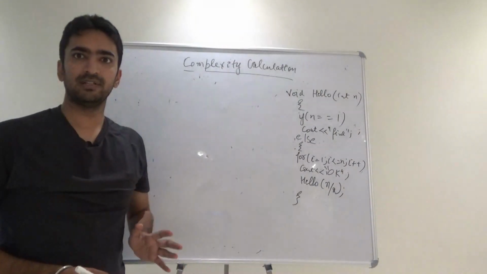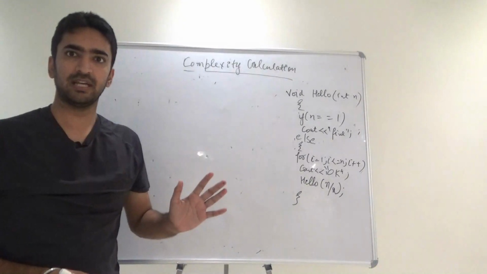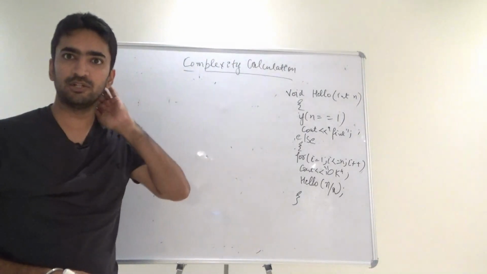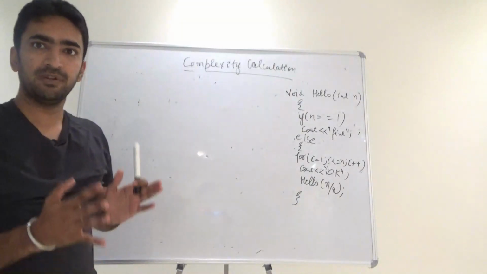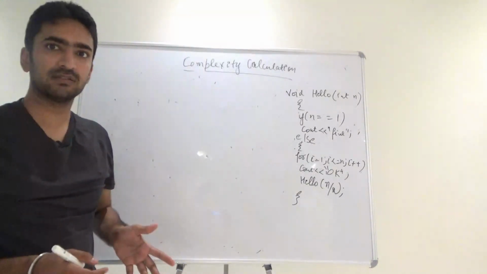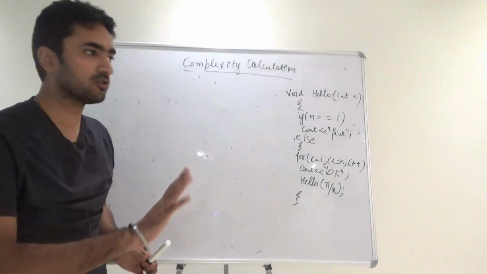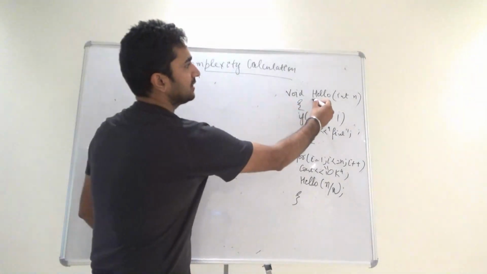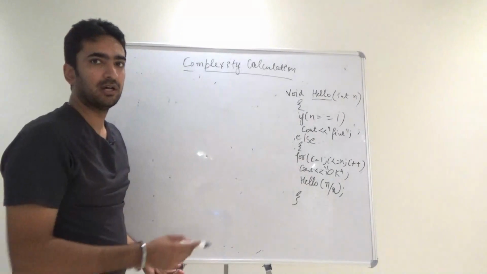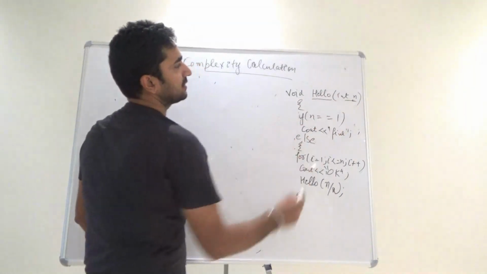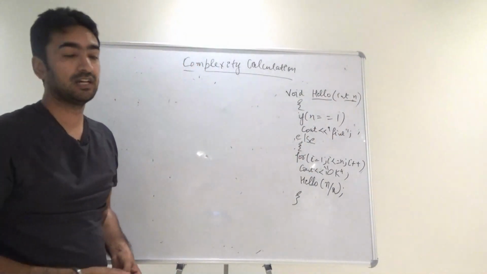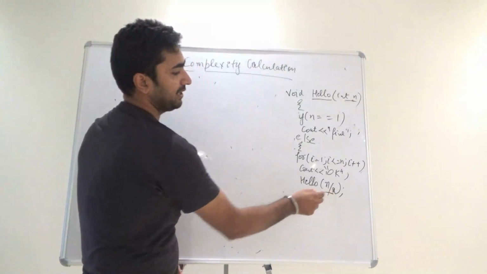In today's video, we will be discussing the concept of complexity calculations using the back substitution method only. In the previous example, we did discuss back substitution using a dividing function. So here we are also applying a dividing function. This is a function named hello. This is called n times, this is the condition for this recursion, and this is hello n by 2.